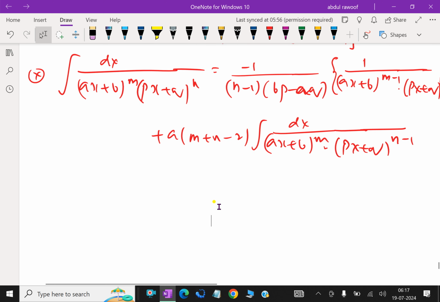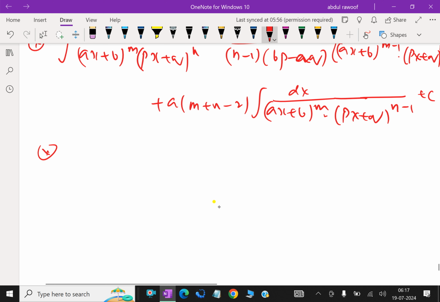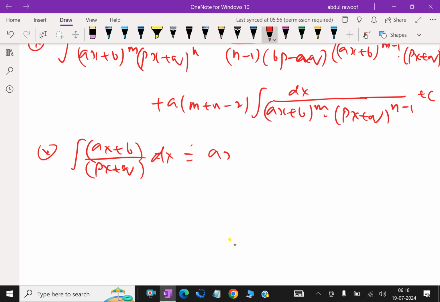Next one. All proceed here. Integral (ax plus b) over (px plus q). That means two linear factors, numerator and denominator. The integral is a x over p plus (bp minus aq) by p square ln of (px plus q) plus c.